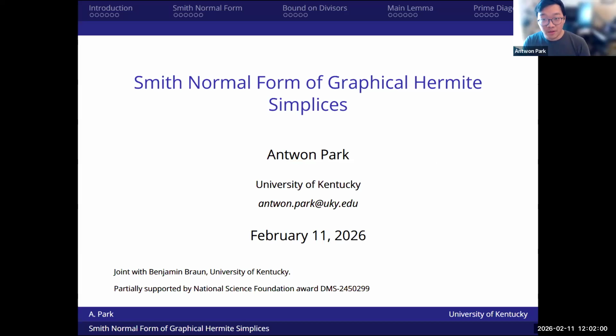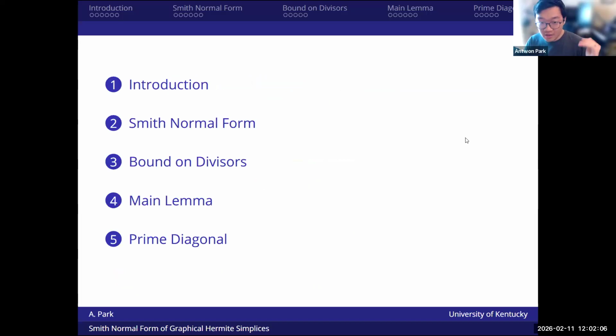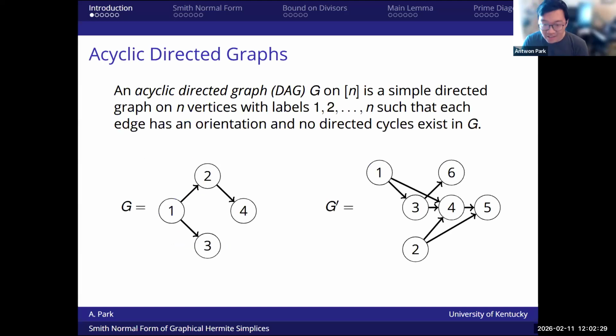But I'll be talking to you all about Smith normal forms and graphical Hermite simplices. A basic outline for what this talk is going to look like: we're going to start by talking about what these graphical Hermite simplices are, moving on to what Smith normal form is and how to be thinking about them. The rest of the talk is going to be a lot of proof by examples. I'll be sharing some of the things we were able to find. So lots of examples. Please feel free to stop me if there are any questions about things. But let's get started with DAGs.